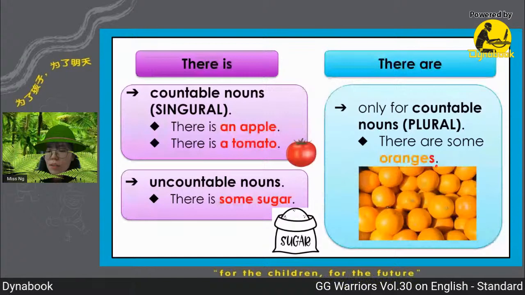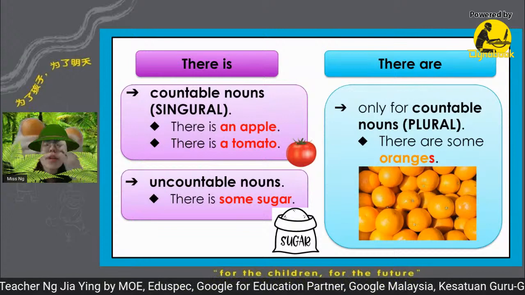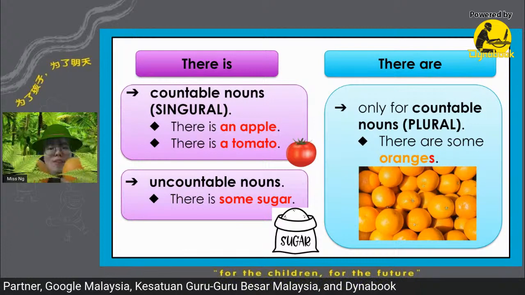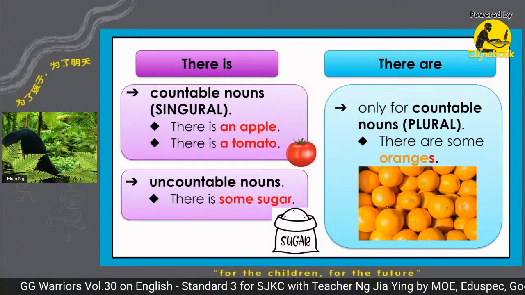Similar to just now, if I have two oranges, I can say there are two oranges. As long as you have two or more, you can use there are. So I repeat, there are is only for things that you can count and they come in many. Everyone, let's look into the next activity here.